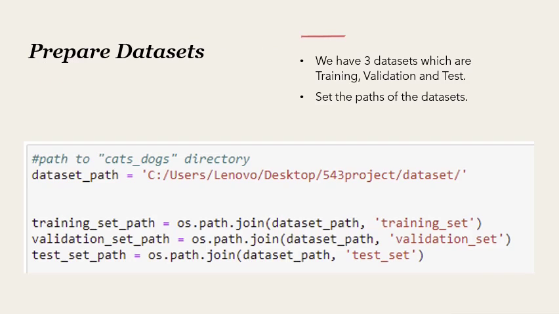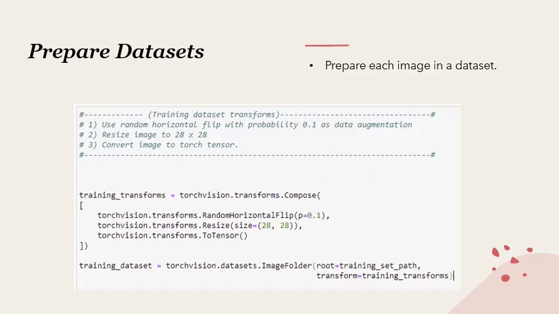We take these images from our IPython notebook file. We start with preparing datasets. First we download the dataset from kaggle.com, and then we set the paths for the training, validation, and test parts. After setting their paths, we need to prepare each image in the dataset. We do these transformations for the training, validation, and testing datasets.